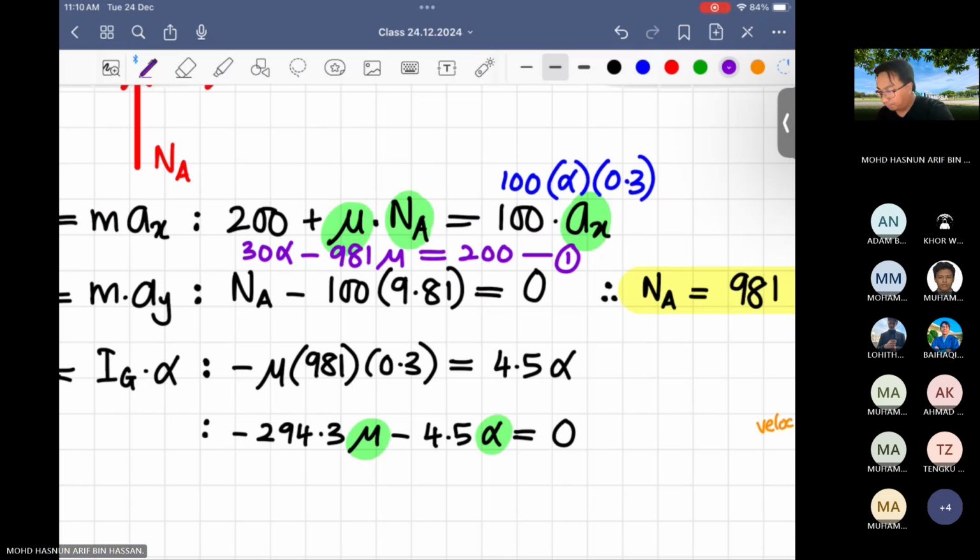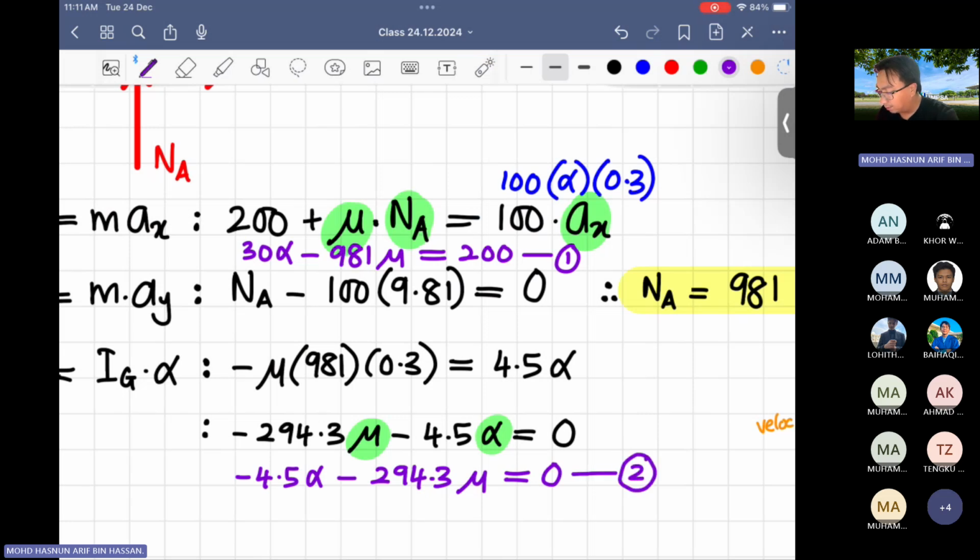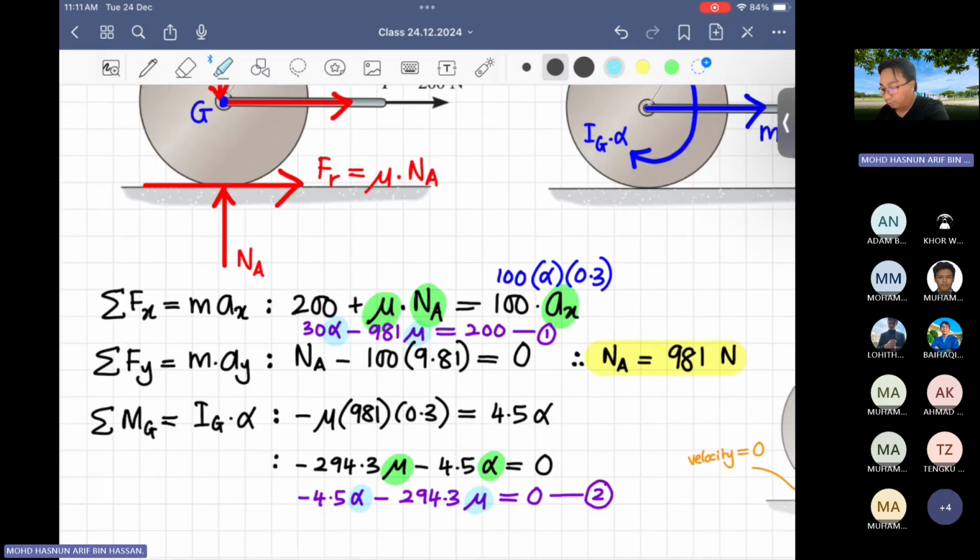And then the second equation, from this one, we can write minus 4.5 alpha minus 294.3 mu is equal to 0. So this will be our second equation. In these equations, you notice that we now have alpha and mu as unknowns in the first equation, and also alpha and mu as unknowns in the second equation. So now we can solve these equations simultaneously, 1 and 2. Please try to solve this.